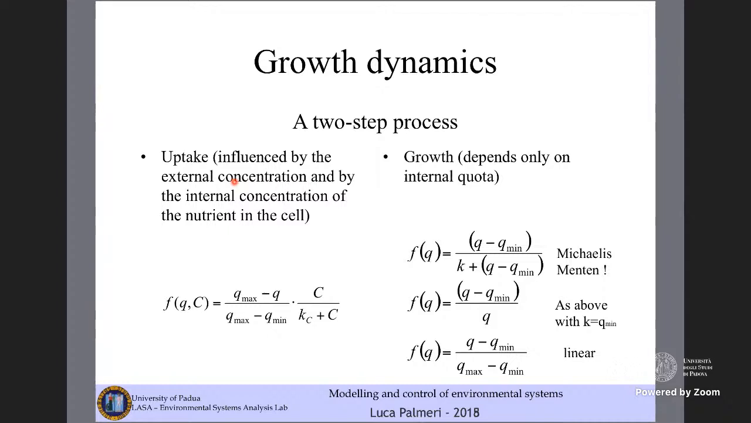So in this first part, we have both the external and the internal concentration, while in the second part, the part describing growth, we only take into account the internal concentrations, because these are the concentrations that are responsible for defining the growth speed. As I told you, you may say, why should we complicate our lives?